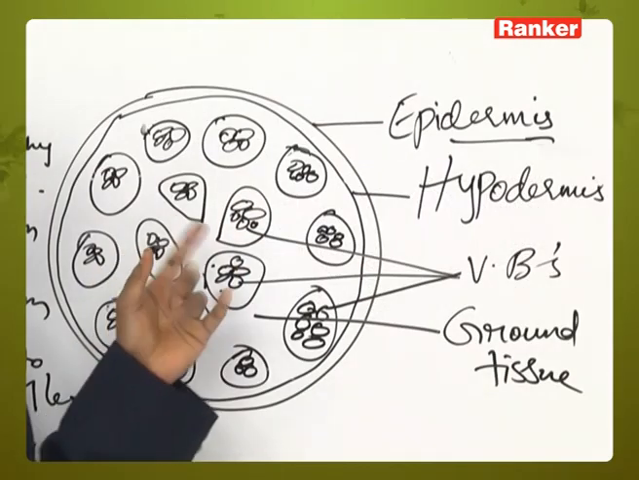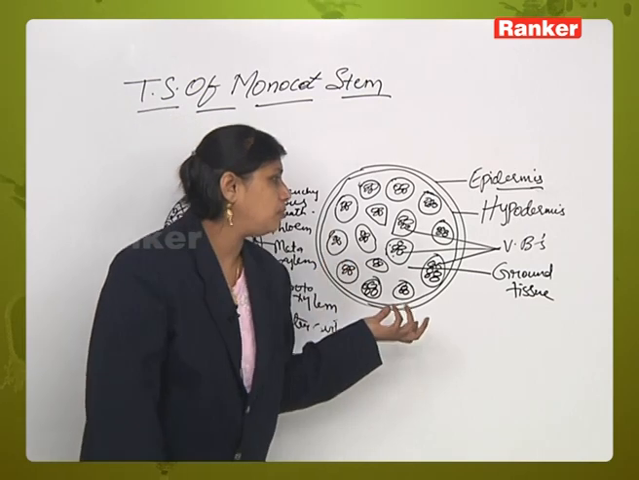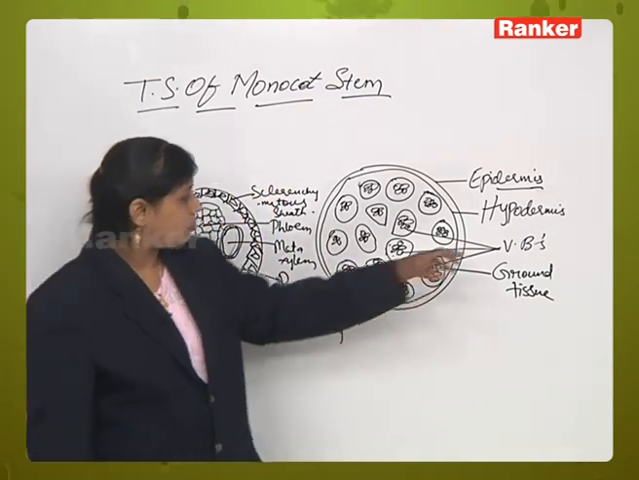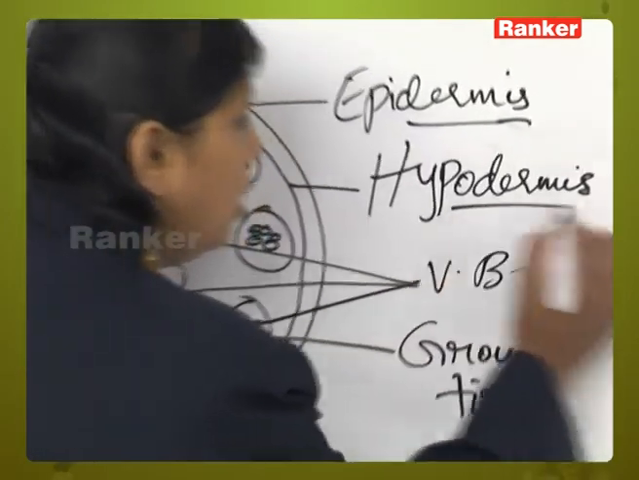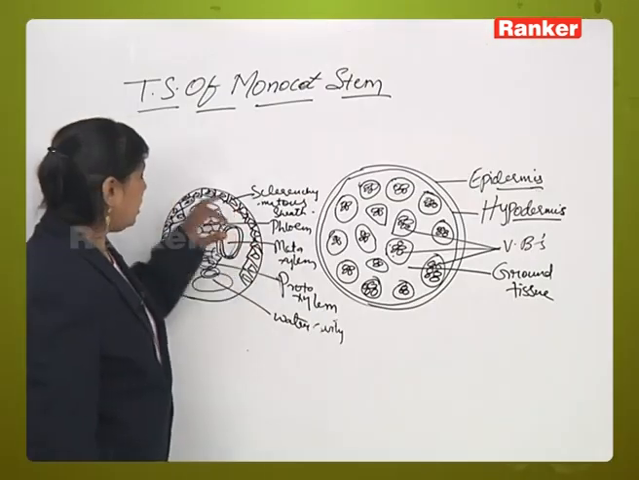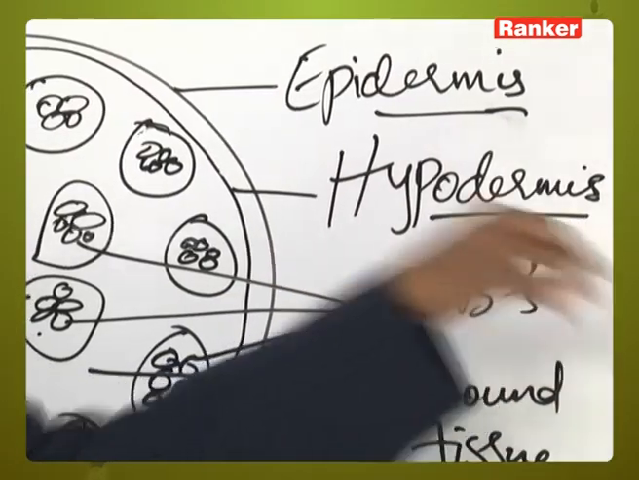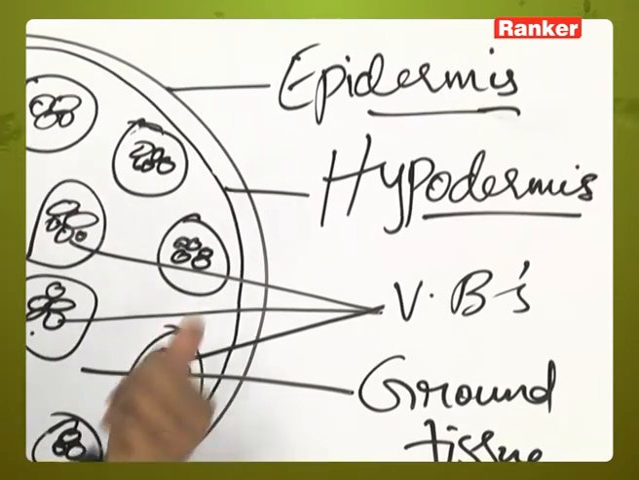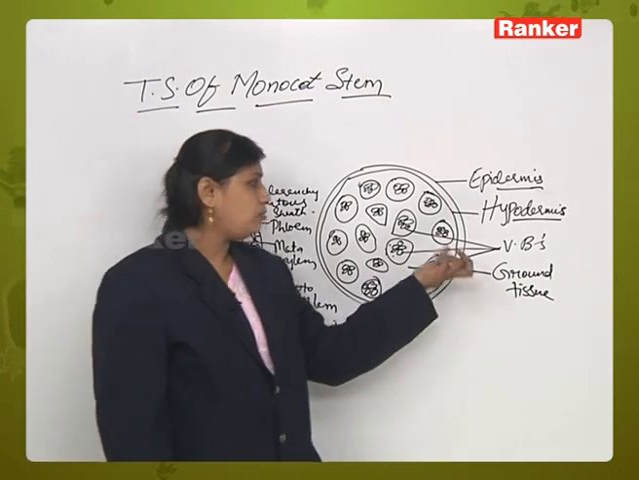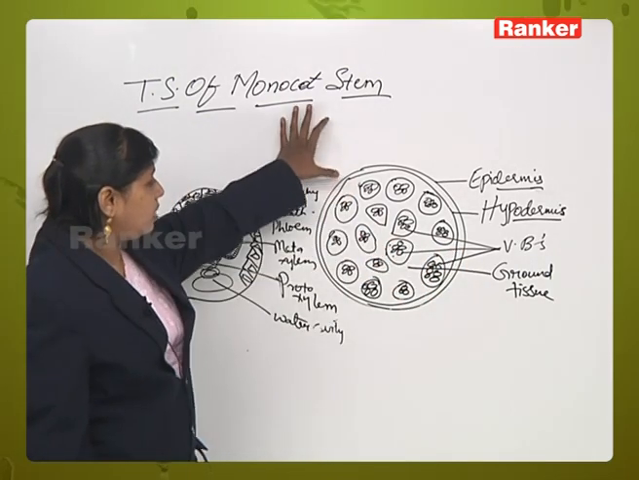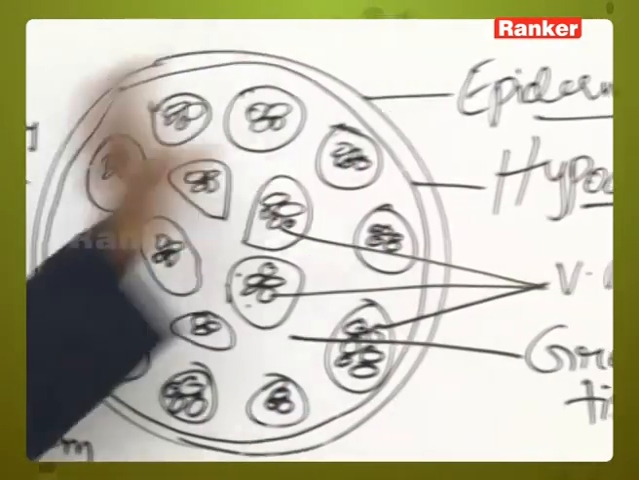Here the next layer to the epidermis will be the ground tissue system. Before the ground tissue system, we will talk about the hypodermis. Here the hypodermis is sclerenchymatous. The sclerenchymatous hypodermis is single layered and it gives mechanical strength to the plant body. These cells of the hypodermis are lignified and without intercellular spaces.